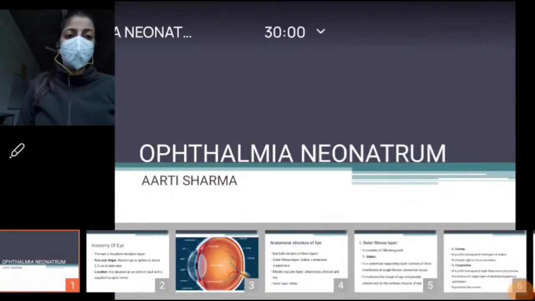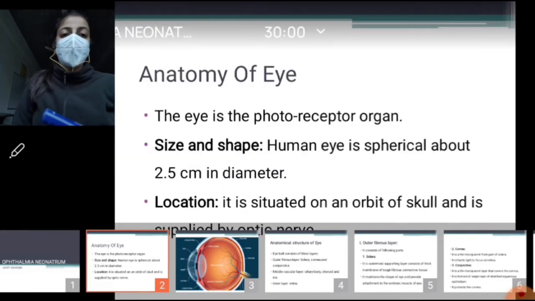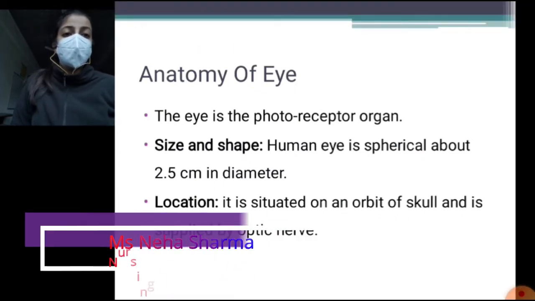The topic is ophthalmia neonatorum, which is mainly a condition found in the newborn's eye. Going further on the topic, first we will discuss the anatomy of the eye. The eye is the photoreceptor organ.